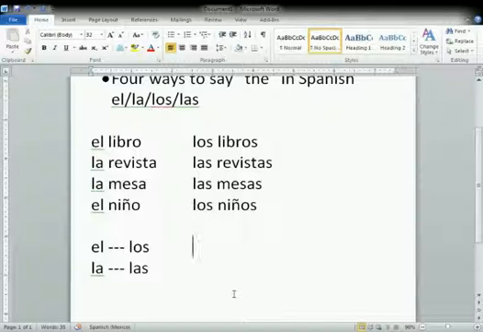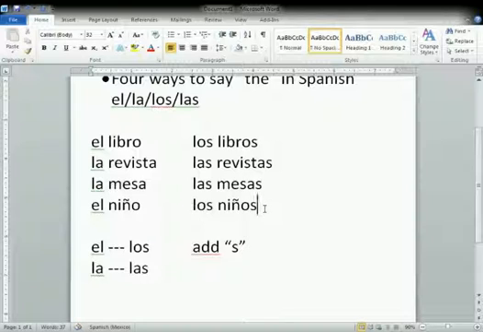So you can see at the first example, el libro becomes los libros, la revista, las revistas, la mesa, las mesas, el niño, los niños. What happened every single time? We added an S. Okay, that's your 3rd rule there. We're going to add S to make a noun plural, a person, place, thing, or idea. We have here book, magazine, table, and child in that order. We're going to add S to all of those because now there's more than 1.